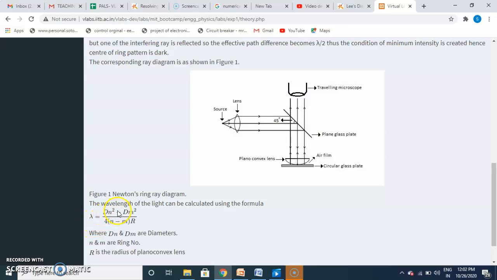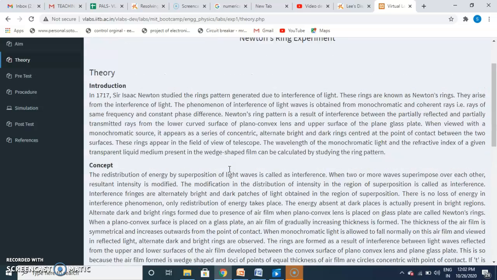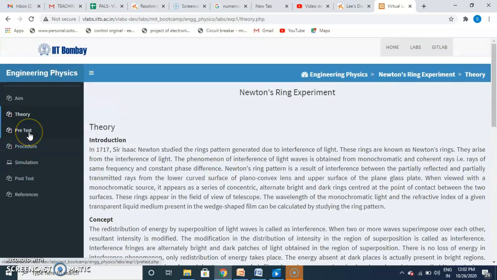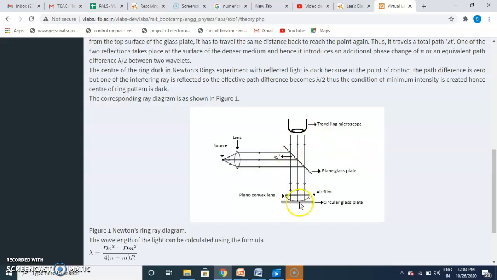Lambda is equal to dn squared minus dm squared divided by 4 times (n minus m) times r, where dn and dm are the diameters, n and m are the ring numbers, and r is the radius of the convex lens. So this one is the theory. Okay, so how is the Newton's ring formed? That is due to the superposition of waves, so that the Newton's rings will be formed.